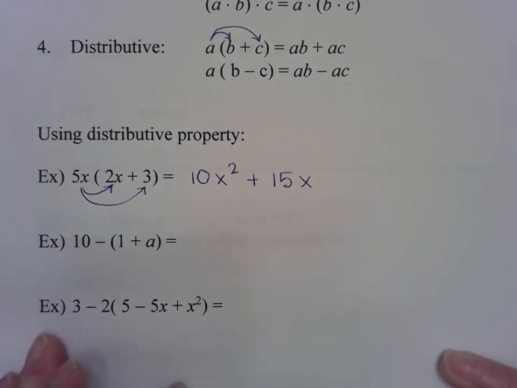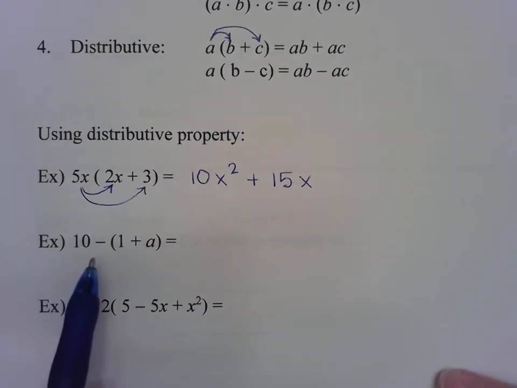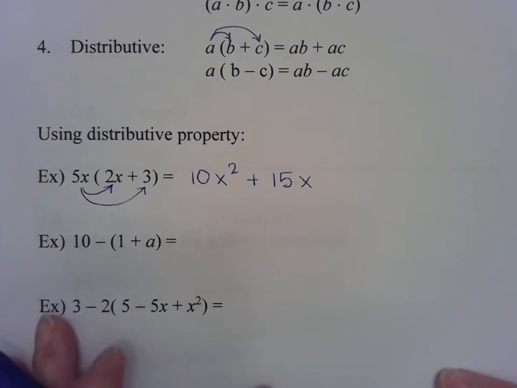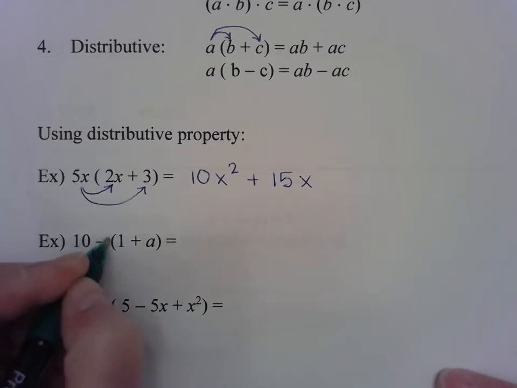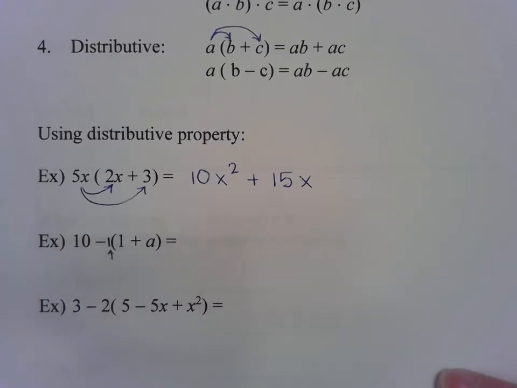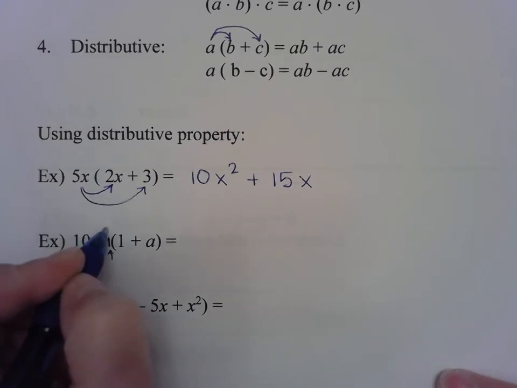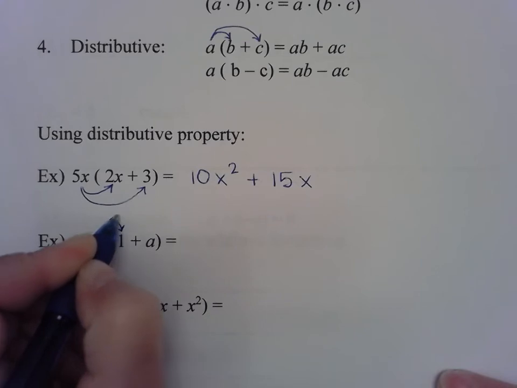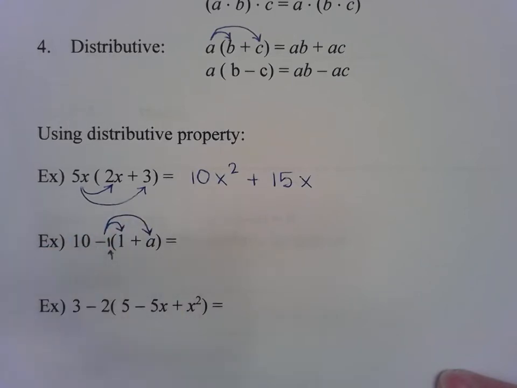Okay, the second one, I always like to include something like this because it looks a little bit confusing. There's an implied 1 right in front of the parentheses. So when I do the distributive property, I am not distributing the 10. I'm only distributing the negative, or a -1. This is one of those that I usually put on the test just to make sure that you've picked up on that. It is important.